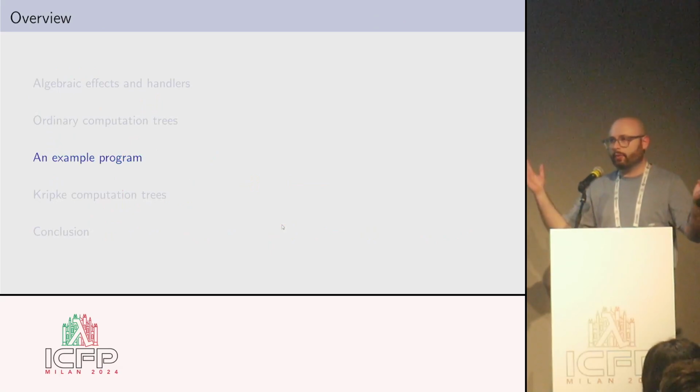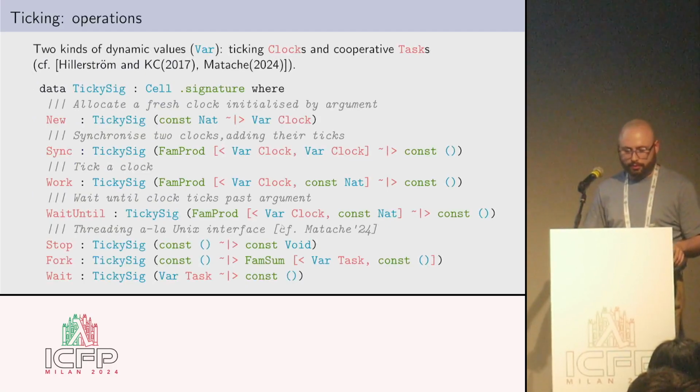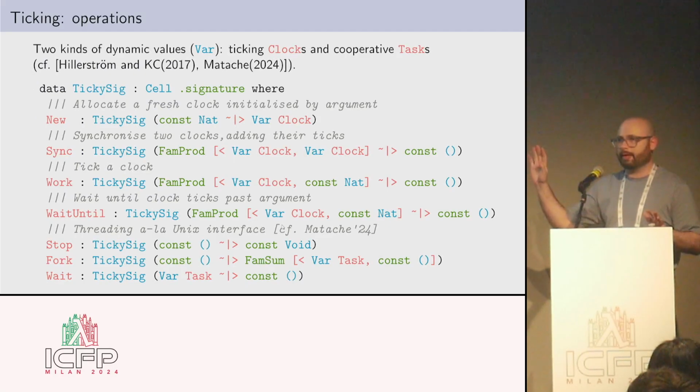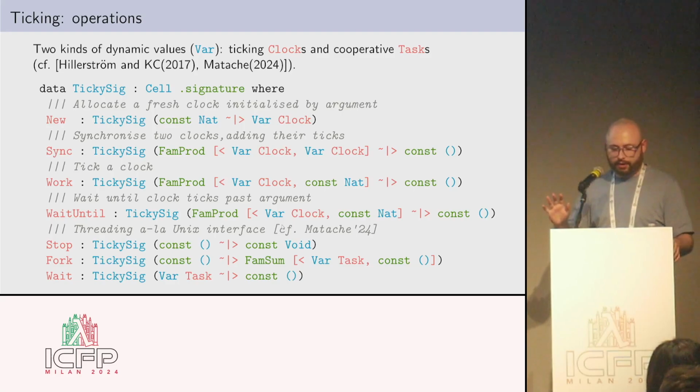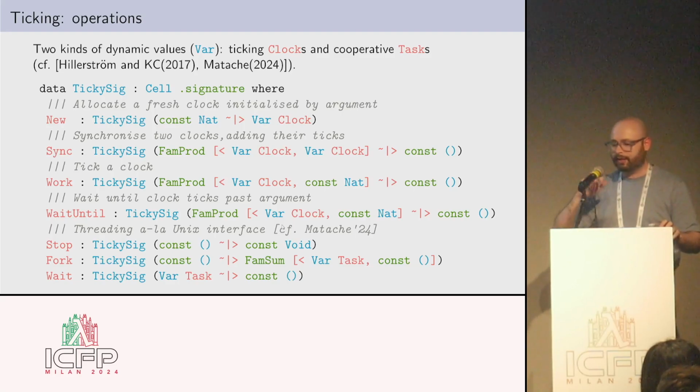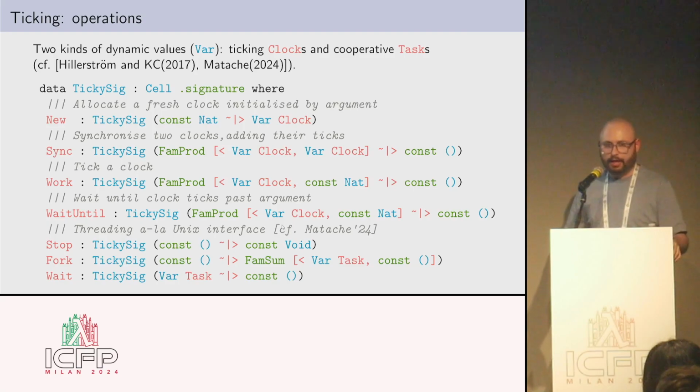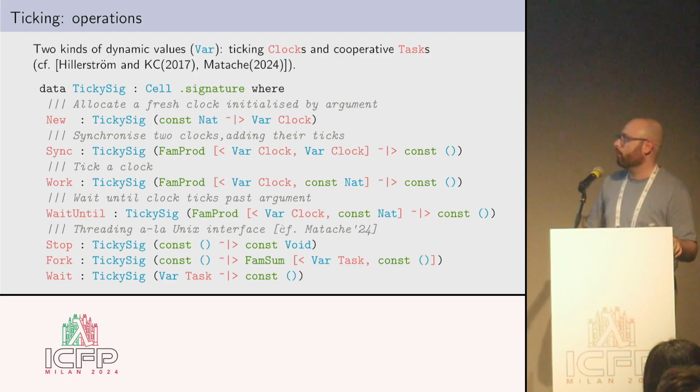Before we do that, let's see what we can actually do with parameterized algebraic effects and handlers. This example is basically inspired by type checking a dependently typed program using elaboration and unification. I'll get more into that as I go through the operations. Specifically, we have some clocks which can tick upwards and have work done to them. And we also have some tasks, which is going to be cooperative threading.